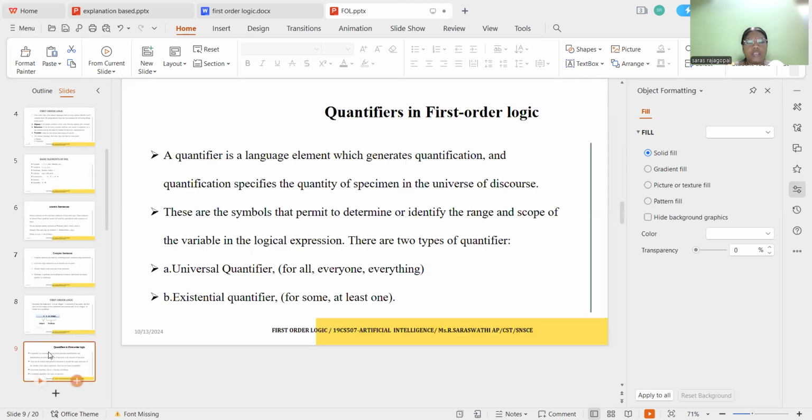Quantifiers. There are two different types of quantifiers. A quantifier is a language element which generates quantification, and quantification specifies the quantity of specimens in the universe of discourse. These permit us to determine or identify the range and scope of a variable in a logical expression. There are two types of quantifiers: universal quantifier and existential quantifier. Universal is written as for all, everyone, everything. Existential is for some, at least one.